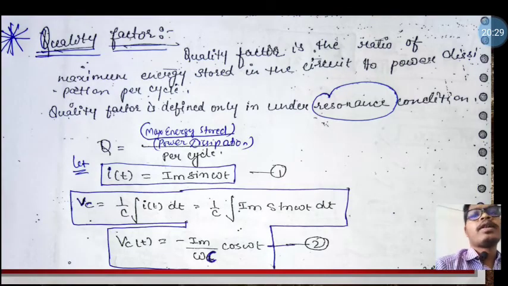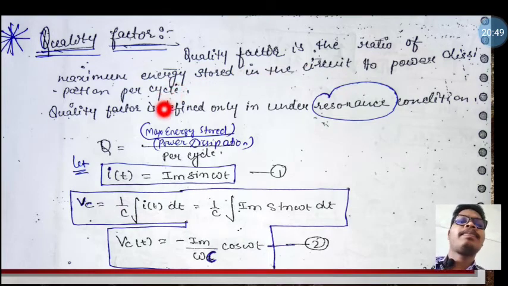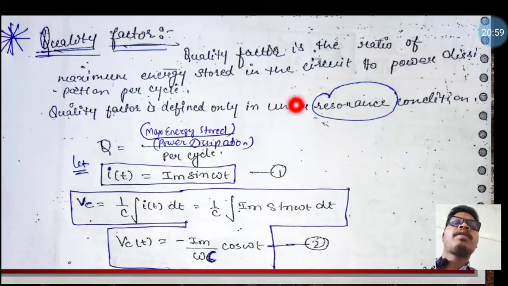Now come to the quality factor. Quality factor is also a very important term. It can be asked in the question like 2 to 4 marks. Okay, so please read all those points carefully. So let's see. Quality factor is the ratio of the maximum energy stored in the circuit to the power dissipation per cycle. And quality factor is defined only for the resonance condition. Whenever there is a resonance condition, then only we can apply the quality factor formula. Okay, so quality factor is equal to maximum energy stored divided by power dissipation per cycle.